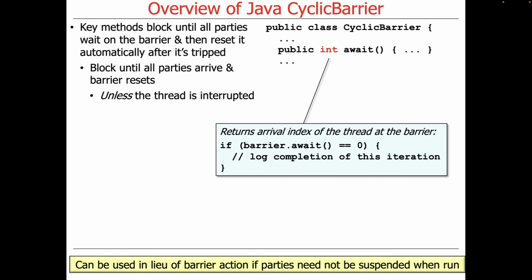Now, that is not quite the same thing as having a barrier action. The main reason is that when the barrier action is called back, all the threads are suspended. When you get back a 0 from await, the threads are off running and doing other things. So this is mostly just useful to log the fact that the barrier is done. You can only use it for something if you don't care that the threads are not suspended.